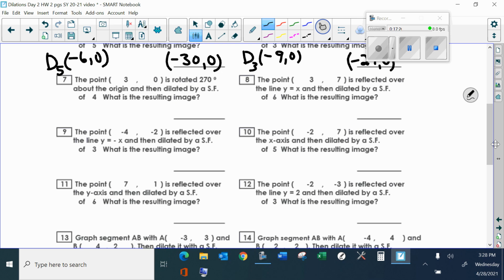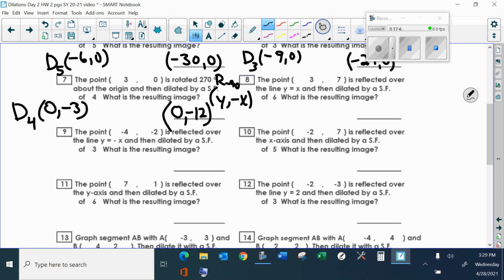Rotated 270 degrees. Remember, that's the same thing as our rotation of -90 degrees, which means reflect over the y-axis first, which makes it -x, and then switch the y and the x. So there is the rule for -90 degrees or positive 270. Apply that: y, which is 0, -x, -3, and then dilate that by 4, makes it (0, -12).